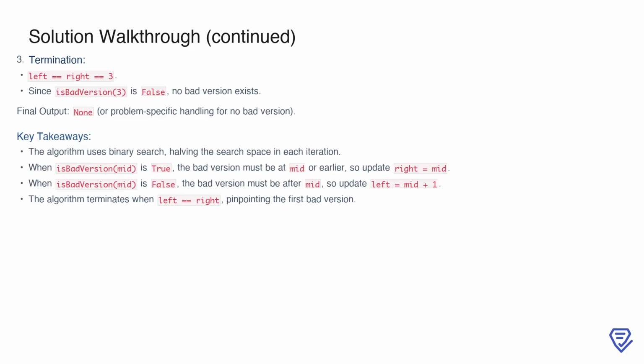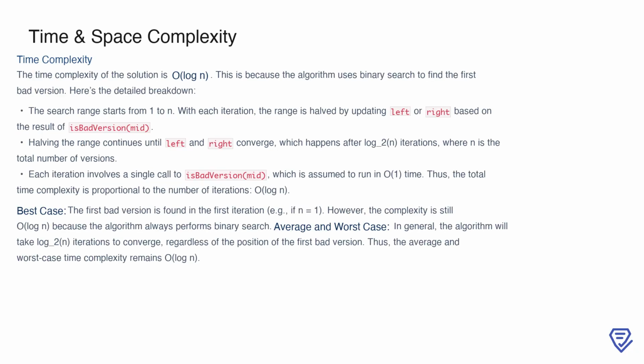The key takeaway here is that the binary search algorithm repeatedly cuts the search space in half based on whether isBadVersion(mid) is true or false. If the result is true, we move the right pointer to mid, and if it's false, we move the left pointer to mid plus 1. The process terminates when left equals right, pinpointing the first bad version or confirming its absence. The time complexity of our solution is O(log n), thanks to the use of binary search.